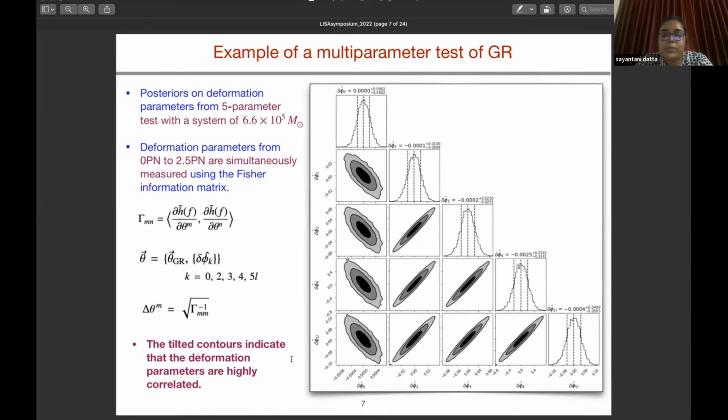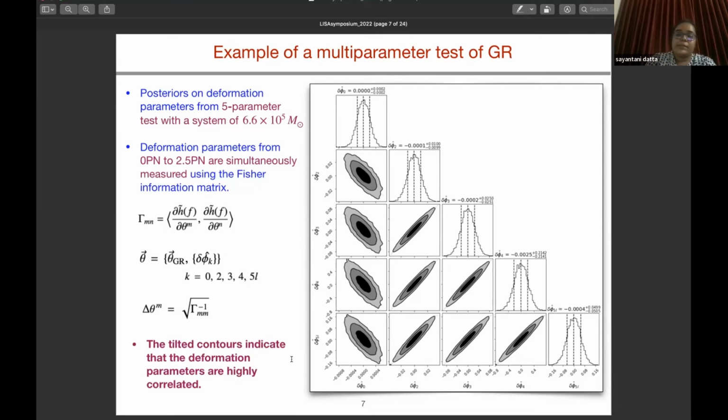As an example, I have shown here posteriors on the deformation parameters from a 5-parameter test using a system of 6.6 times 10 raised to 5 solar mass. So deformation parameters from 0 to 2.5 PN are simultaneously measured using the Fisher information matrix, and we can directly get the errors from the covariance matrix. As you can see, the contours are all tilted, and it tells us that the deformation parameters are highly correlated.